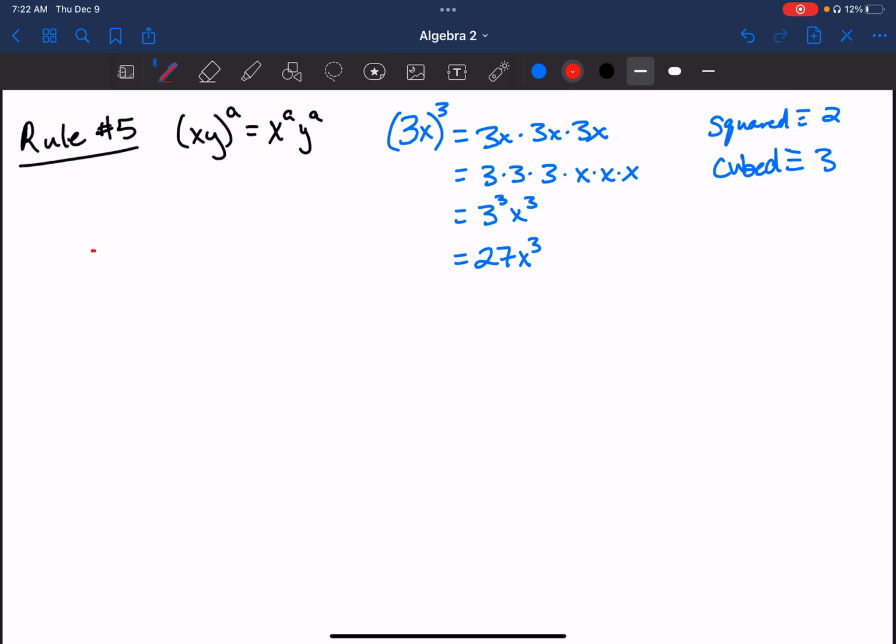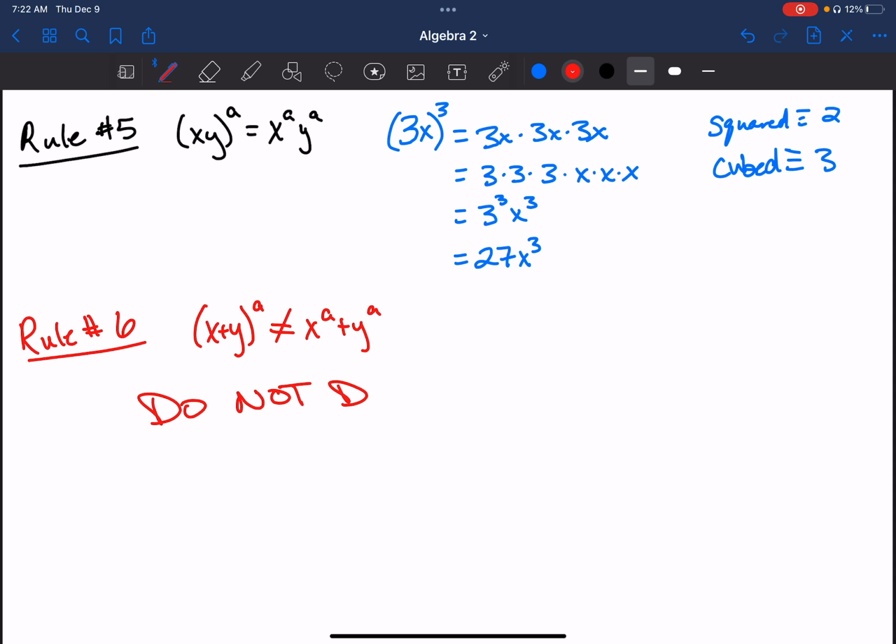Maybe that's a better red. Oh yeah, that's a better red for rule 6. Rule 6. If you have x plus y to the a, it is not x to the a plus y to the a. Not true. Never true. Do not do this.